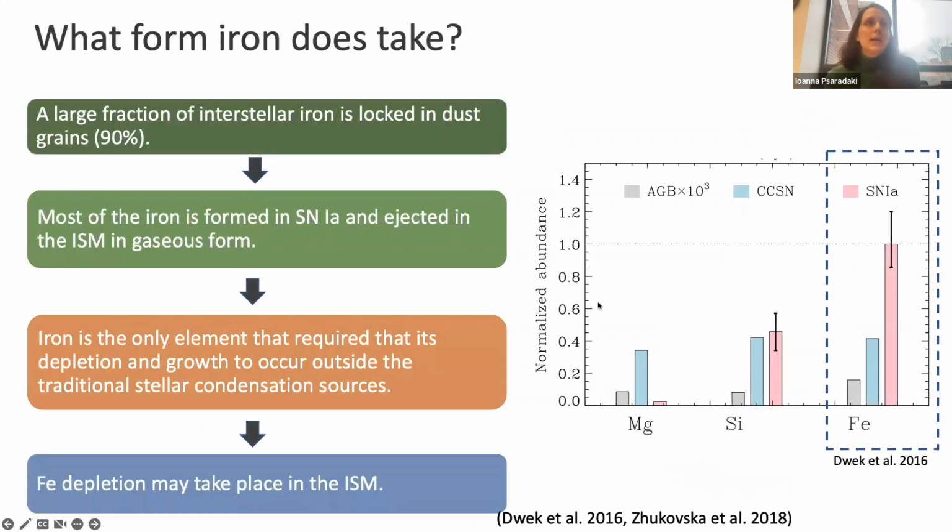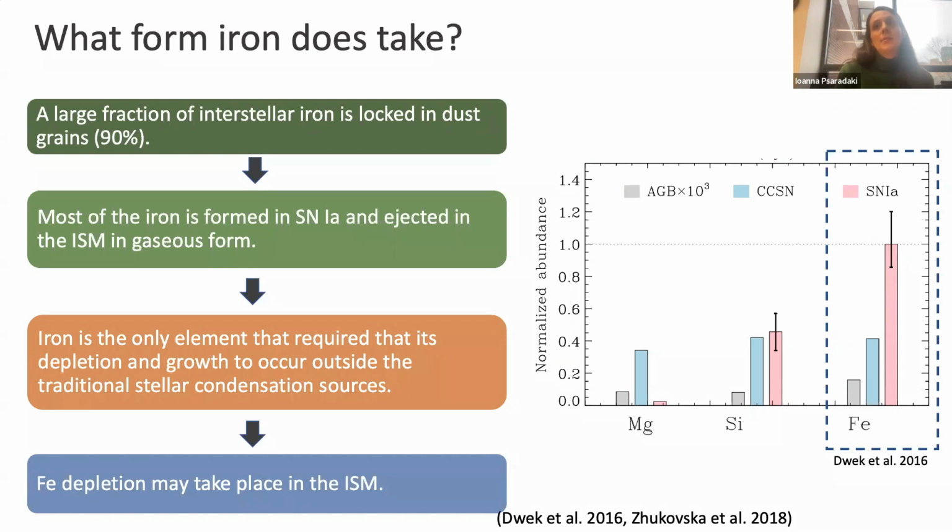Now, let's move to iron. It's still unclear today what form iron takes. We know that a large fraction of it is locked in dust grains, 90% or even more. However, most of the iron is formed in supernova type 1a, as illustrated in this plot from the literature. If we focus on the iron part, it shows that most of the interstellar iron comes from supernova type 1a, and much less of it comes from other sources that give dust in the ISM, core collapse supernovae or AGB stars.